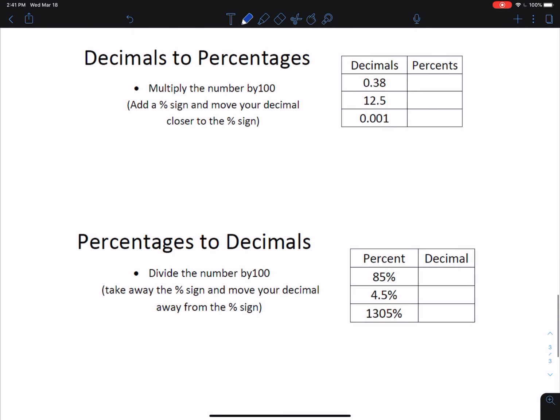If we're talking about going from decimals to percentages, we need to multiply the number by 100 and add a percent sign. So if we have that 0.38 and I'm trying to go from a decimal to a percent, I'm going to multiply by 100%. Remember when we multiply by 100, we bump that decimal point 2 places to the right. So that's going to give me 38%.